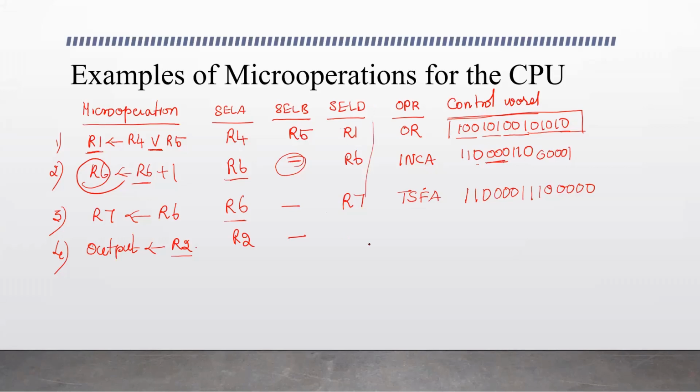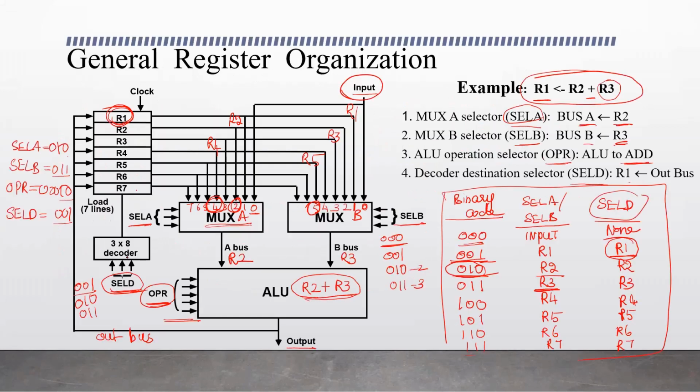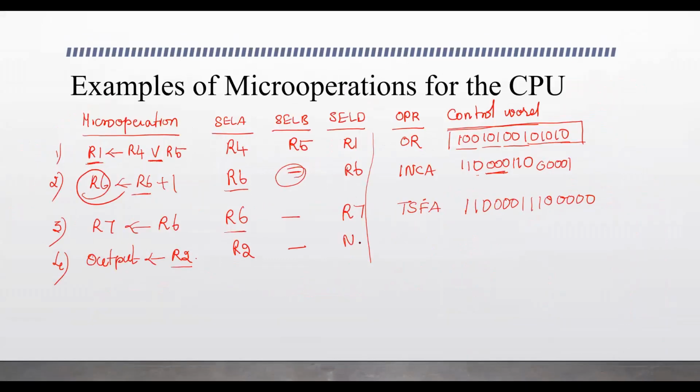This column is for selection D. Selection D is to select one of these registers from R1 to R7. Okay, the decoder will not select any of the registers, no register selection here. So it will be 0, 0, 0 for output.